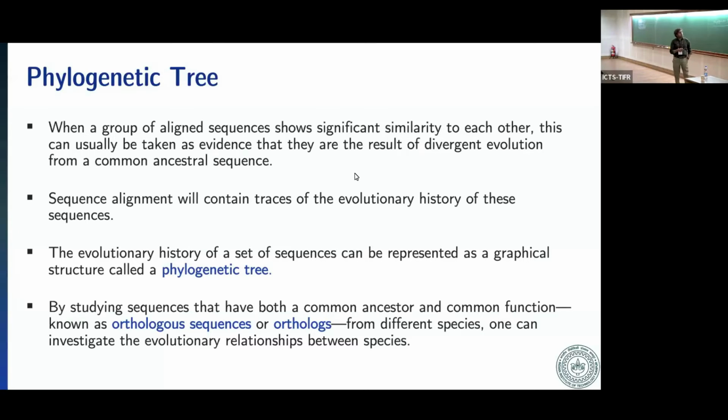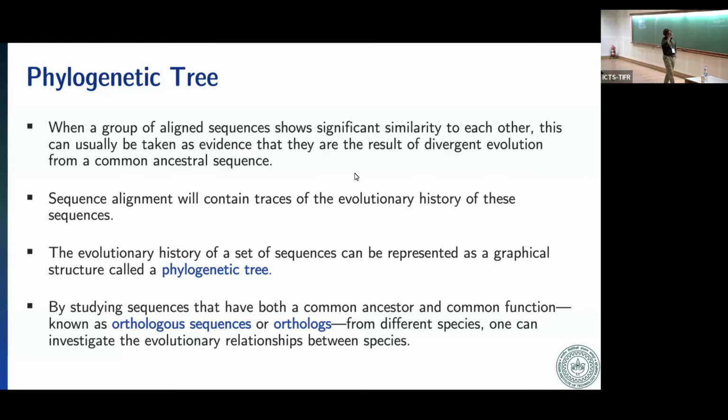Now, in order to build such a phylogenetic tree, we need a set of sequences, okay? And this set of sequences should have a common ancestor and common function. This kind of sequences are sometimes called orthologs, okay? They can be coming from different species. And we can build this kind of phylogenetic tree based on, let's say, a whole genome sequencing data set, where you are looking at sequences at the whole genome level, or you can also look at it from one gene at a time.